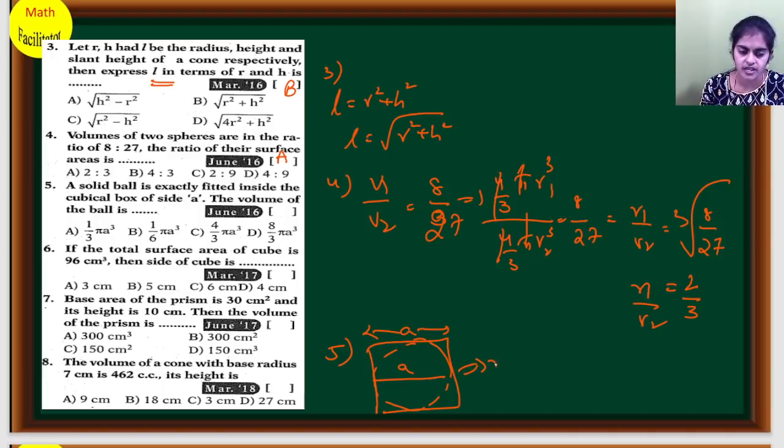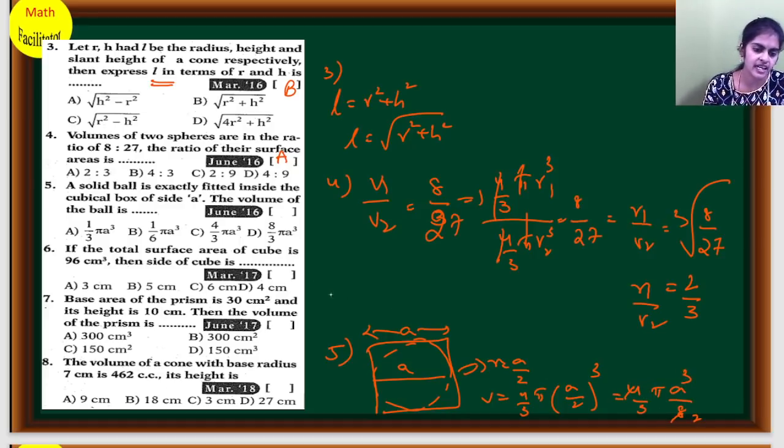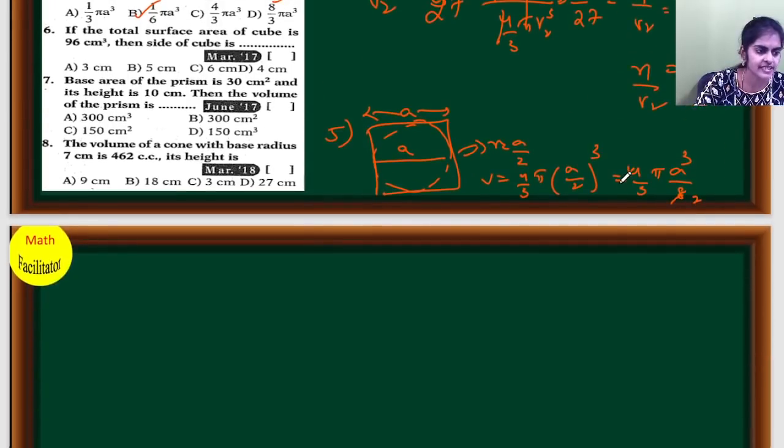Diameter is A. So radius will be A by 2. So volume will be 4 by 3 pi R cube. So A by 2 whole cube. So solve this, you'll get the answer. 4 by 3 pi, this is A cube by 8. So 1 time, 2 times. So pi A cube by 6 you will get. Option B.